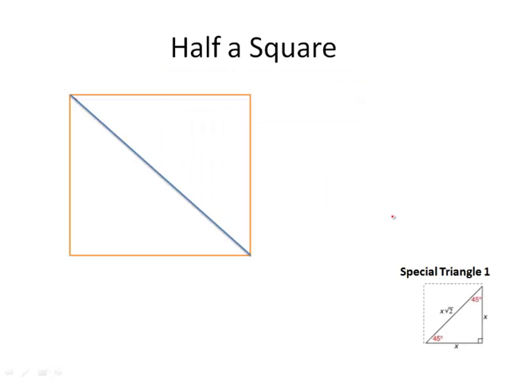Let's take a square. A square has right angles, and all four of its sides are the same length. So let's call our side length x, and all four sides are the same. We could have a diagonal, as outlined with this blue line here. We don't really know the length of this diagonal, but we can find it. And we also have some angles.